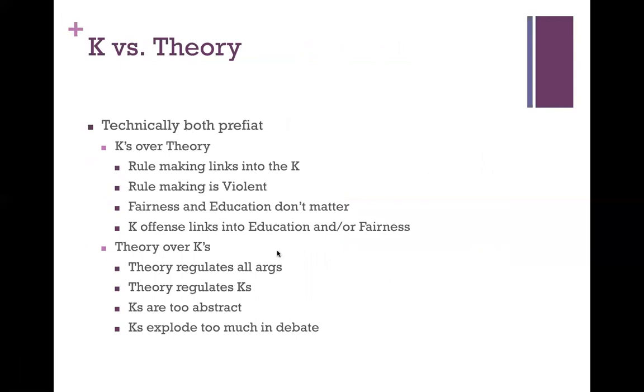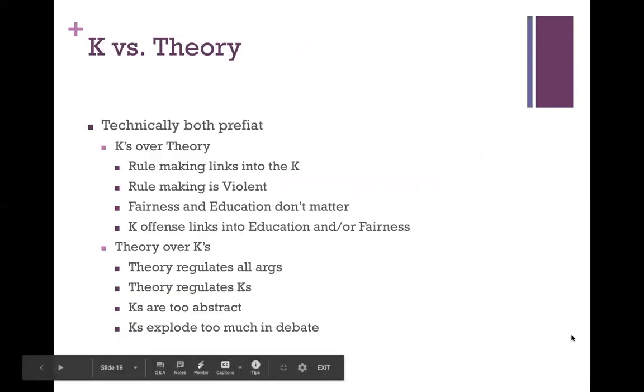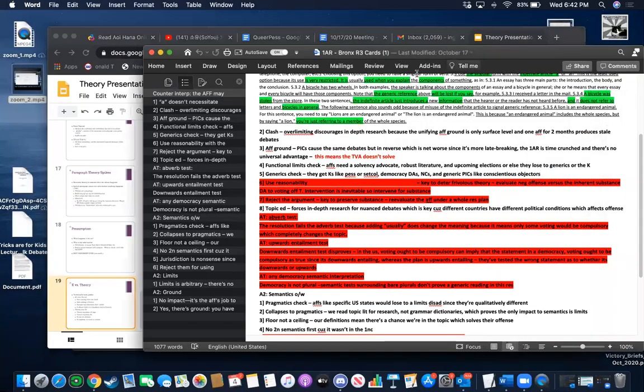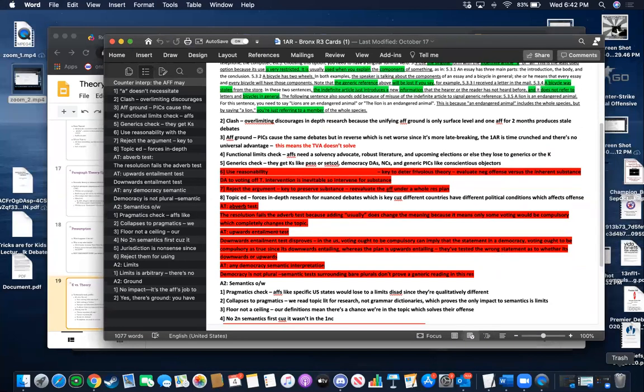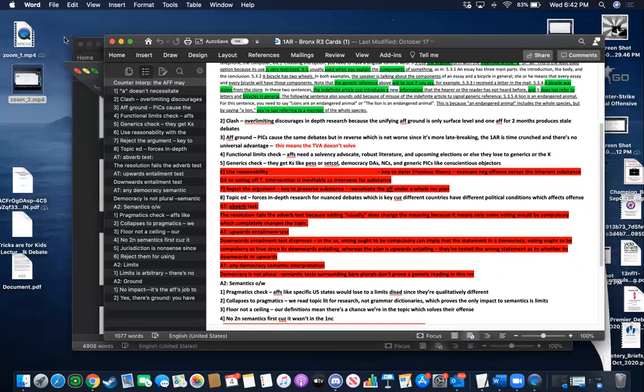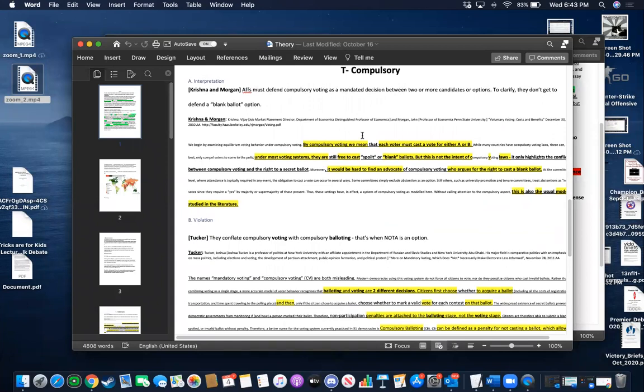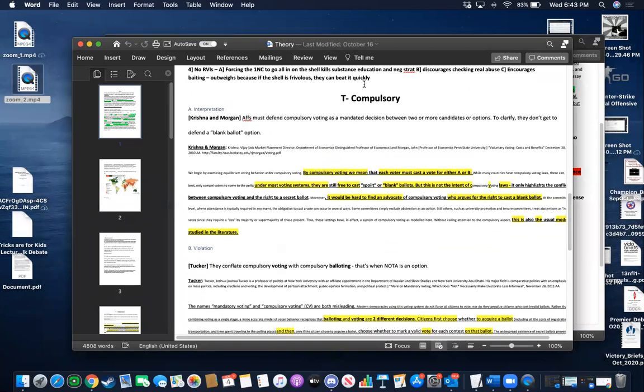I don't think that I need to go on to this because this is just separate stuff. But examples. First, I'm going to go over an example of a theory shell, and then an example of a counter interp. So, this is a T shell.